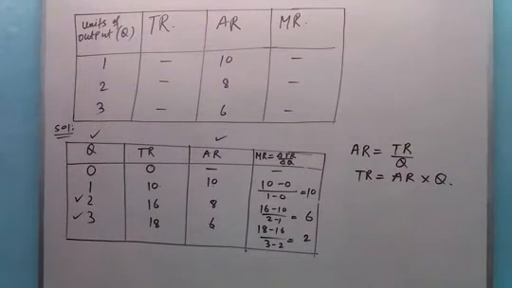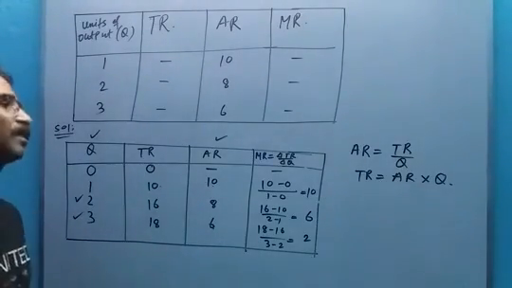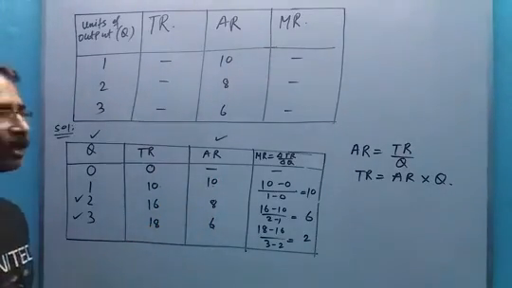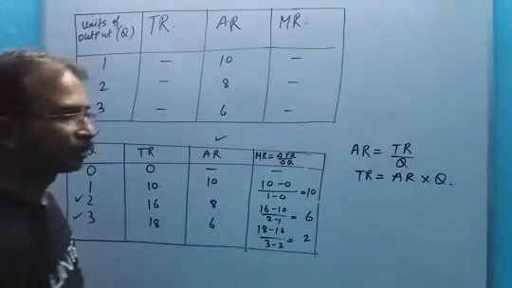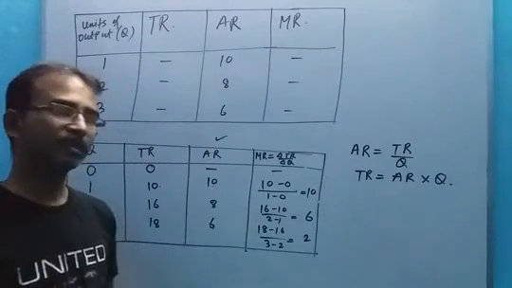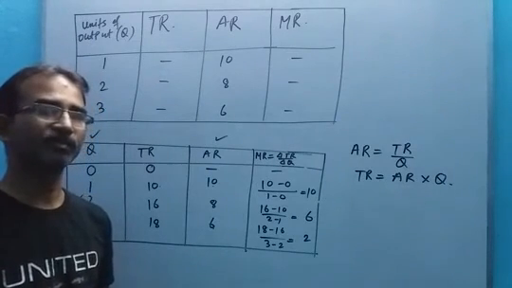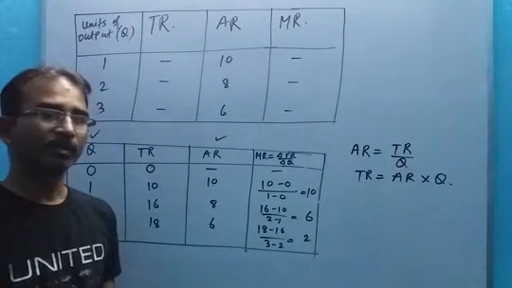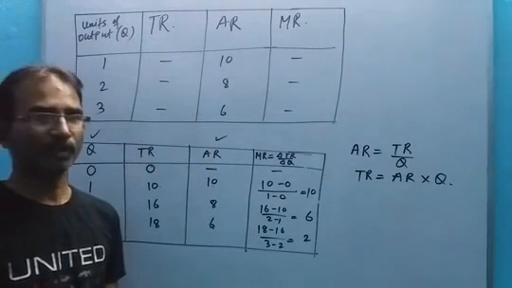Now in this way we can solve any type of numerical problems, but always keep in mind that marginal revenue is delta TR by delta Q, and AR is equal to TR by Q, or AR is equal to P. Right. So in this way I can solve any type of problem. In the next video I will discuss how you can draw the total revenue curve, average revenue curve and marginal revenue curve, and how you can solve the numerical problems. Okay? Bye.